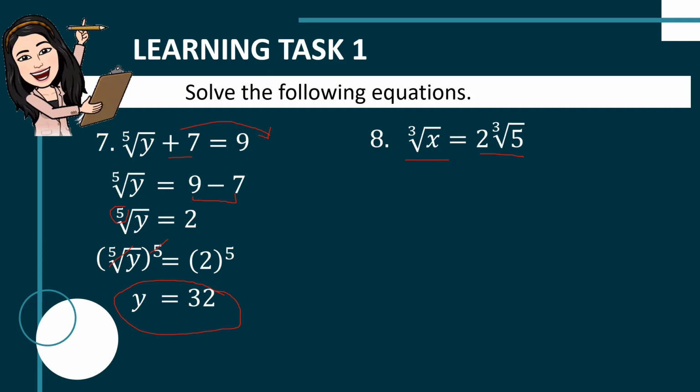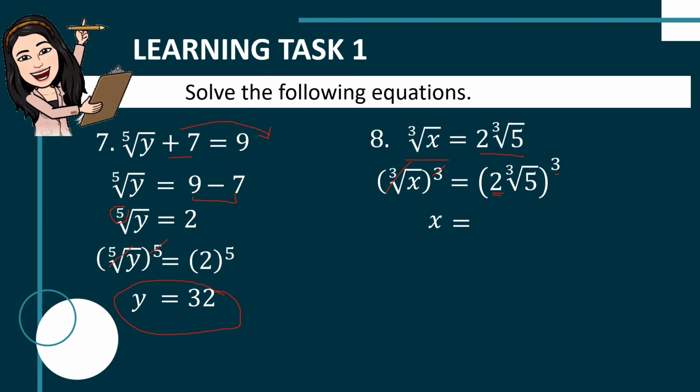So isolated na yung radical equation natin or expression natin. We can now raise them to the power of 3, parehas. Okay? Raising to the power of 3, we can eliminate it. So we have third power of cube root of x is equal to x. Tama ba? And then dito, sa cube of 2 cube root of 5. Since meron tayong numerical coefficient dito na 2, we also need to get its power of 3.